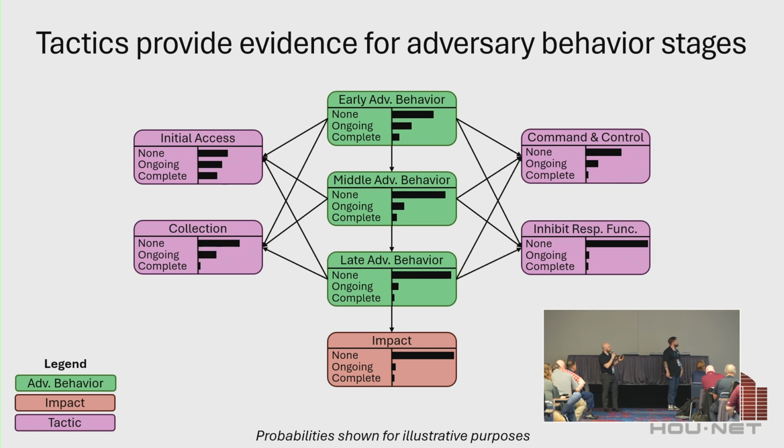Branching out from that core attack process, we have tactic nodes. So these are the high-level goals that the adversary is trying to achieve. And those provide evidence for the behavior phases. They're all connected by arcs to all of the behaviors, but some have stronger relationships than others. For example, the initial access tactic is more strongly related to early than it is to late. And some tactics like impair process control and inhibit response function are more strongly related to late adversary behavior.